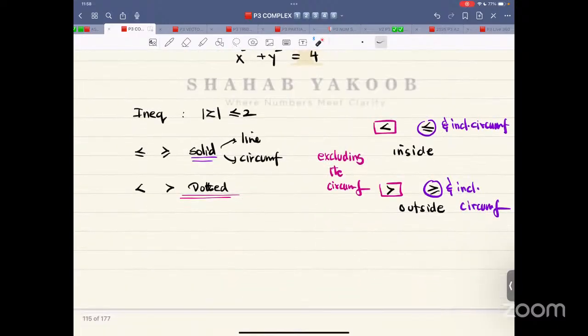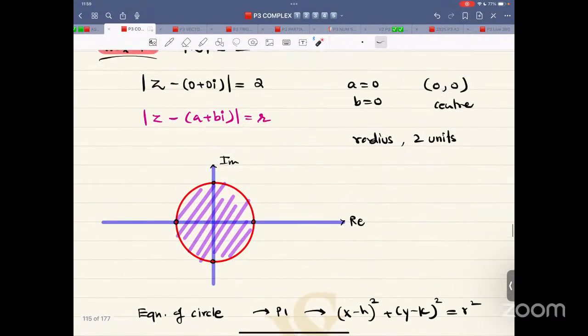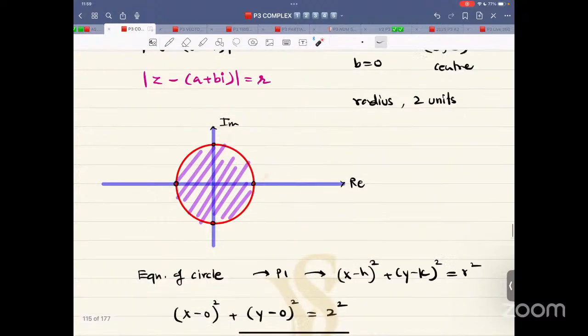They can ask about inequality, solve the inequality, Z modulus is less than or equal to 2. So less than or equal, greater than or equal, solid line, solid circumference. Lesser, greater, dotted line, dotted circumference. Lesser or lesser than or equal means inside the circle, and if it's equal, including the circumference. If this is greater than or equal, outside, including circumference, only greater, excluding the circumference. So now over here, this is the shaded region. Mark any important points like 4, -4, and so on.